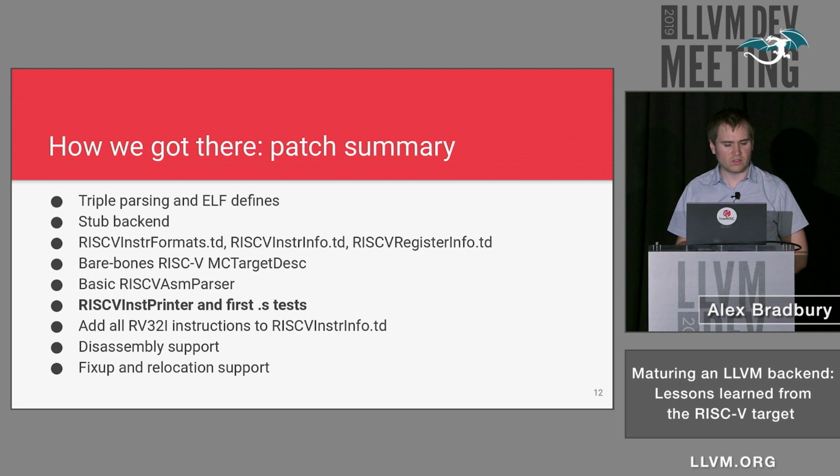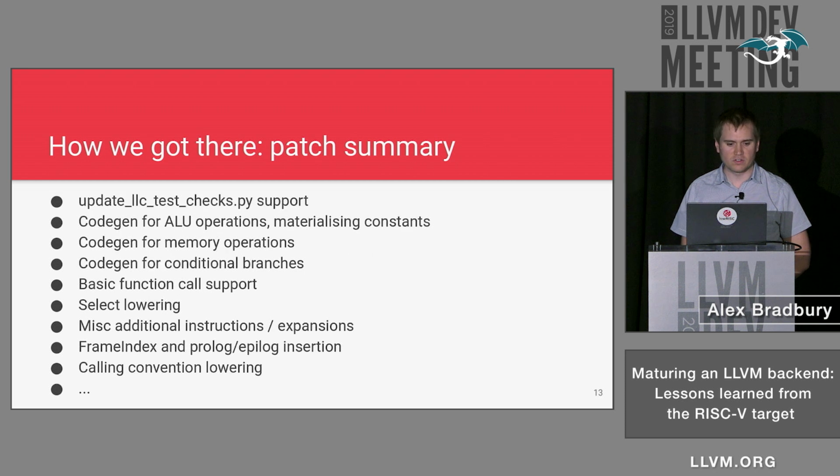Particularly initially, there's quite a bit of back and forth figuring out just which hooks you need to implement, what classes need to be implemented in order to get the back-end to compile. But from that bolded line, from the point where we got the first assembly tests, each patch from that point can include tests which demonstrate that the added code actually works as intended. So that is roughly the first set of patches to add MC layer support.